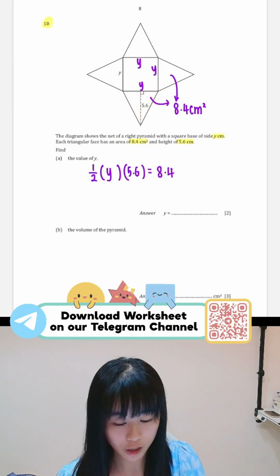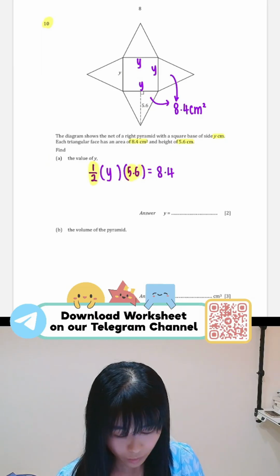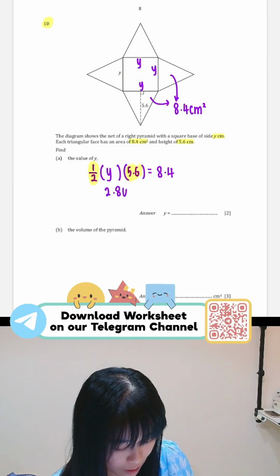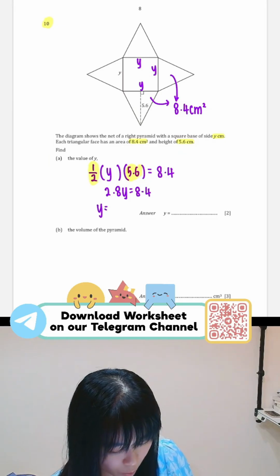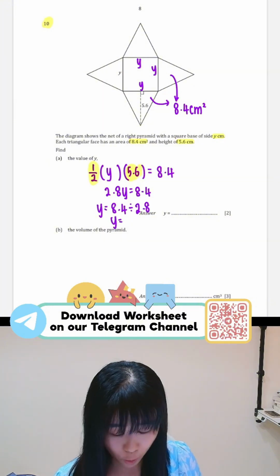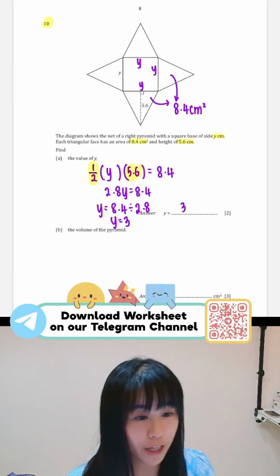That's your equation. So what you're going to do next, you will take half times 5.6 first, which will give you a 2.8. 2.8 y is equals to 8.4. Then the next step is just to divide away the 2.8. 8.4 divided by 2.8 will give you a 3. So your value of y is a 3.